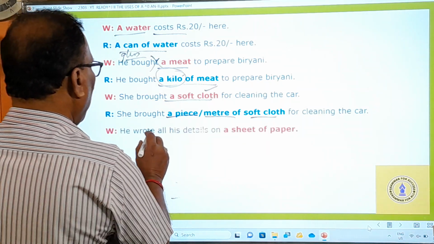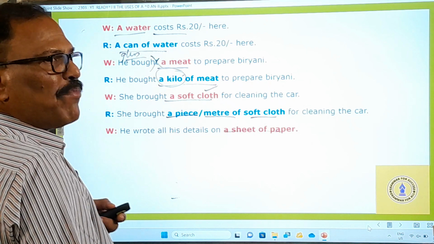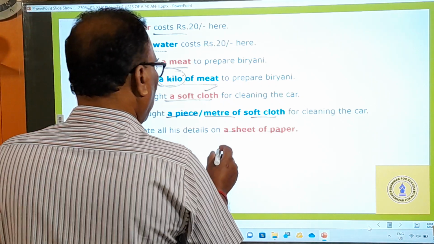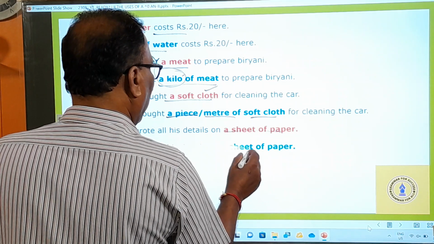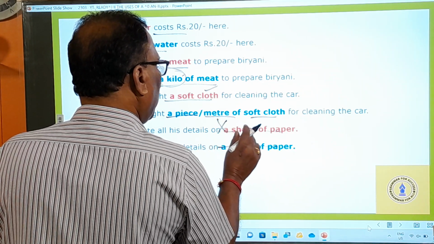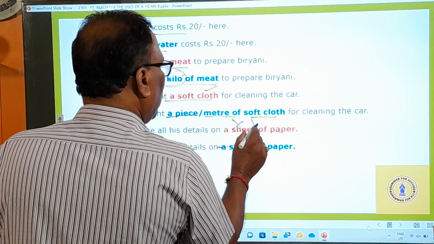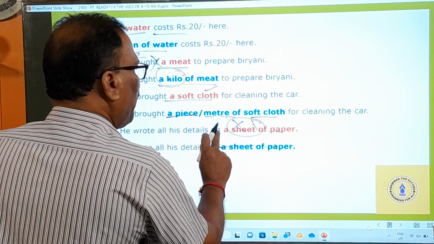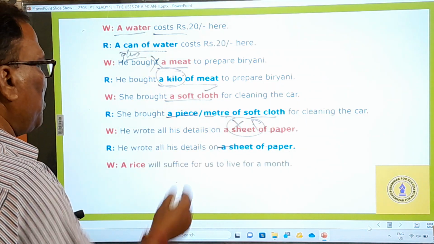And here you see, he wrote all his details on a sheet of paper. On a sheet of paper. Okay, it's correctly given, sir. So actually, I should not have given a paper. I should have given these two words, which are not there: a paper, a sheet of paper. Okay, like that I have given by mistake.